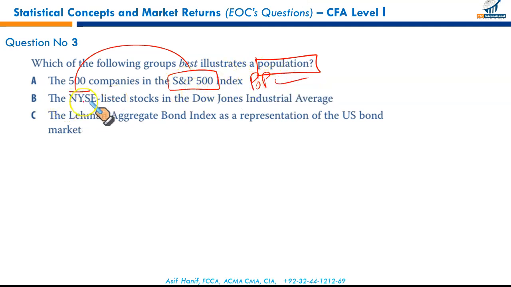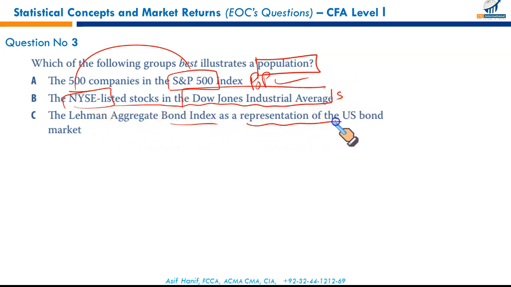New York Stock Exchange listed stocks in the Dow Jones Industrial Average. Particular shares out of the total shares listed in the New York Stock Exchange. This is sample. Lehman's aggregate bond index as a representative of the US bond market. Again, it's a subset of the whole market. It's a sample. So the correct option is A.